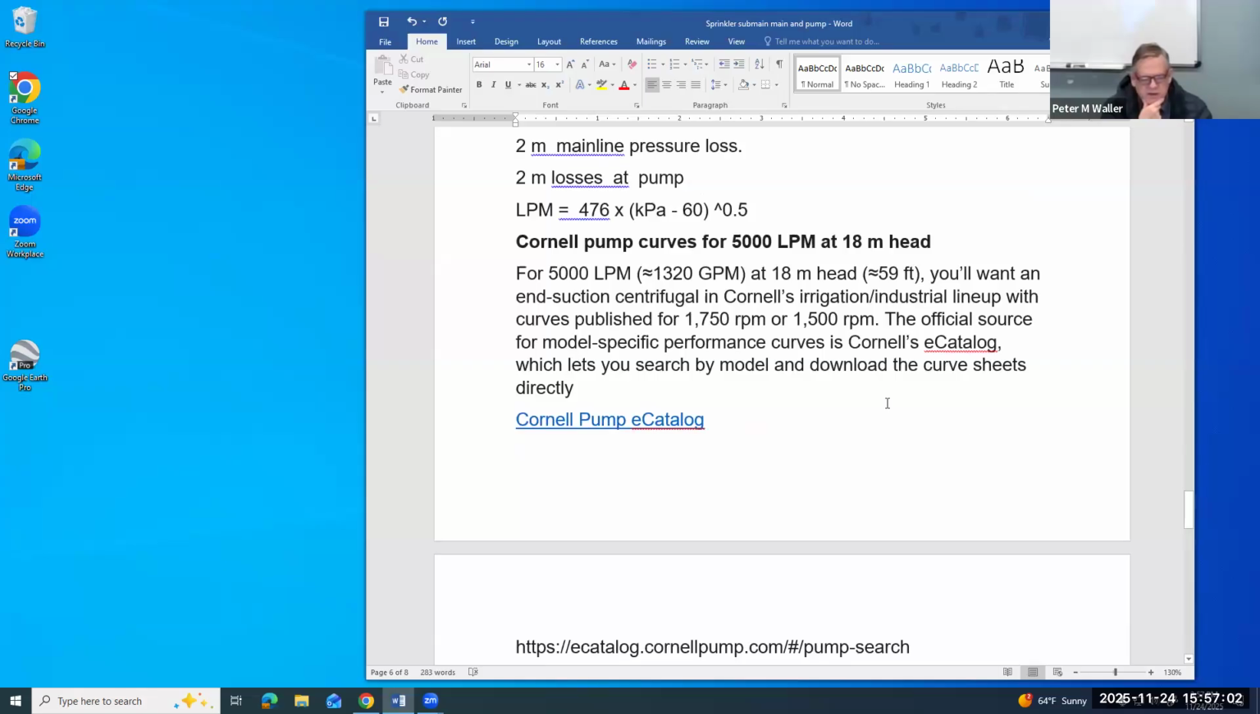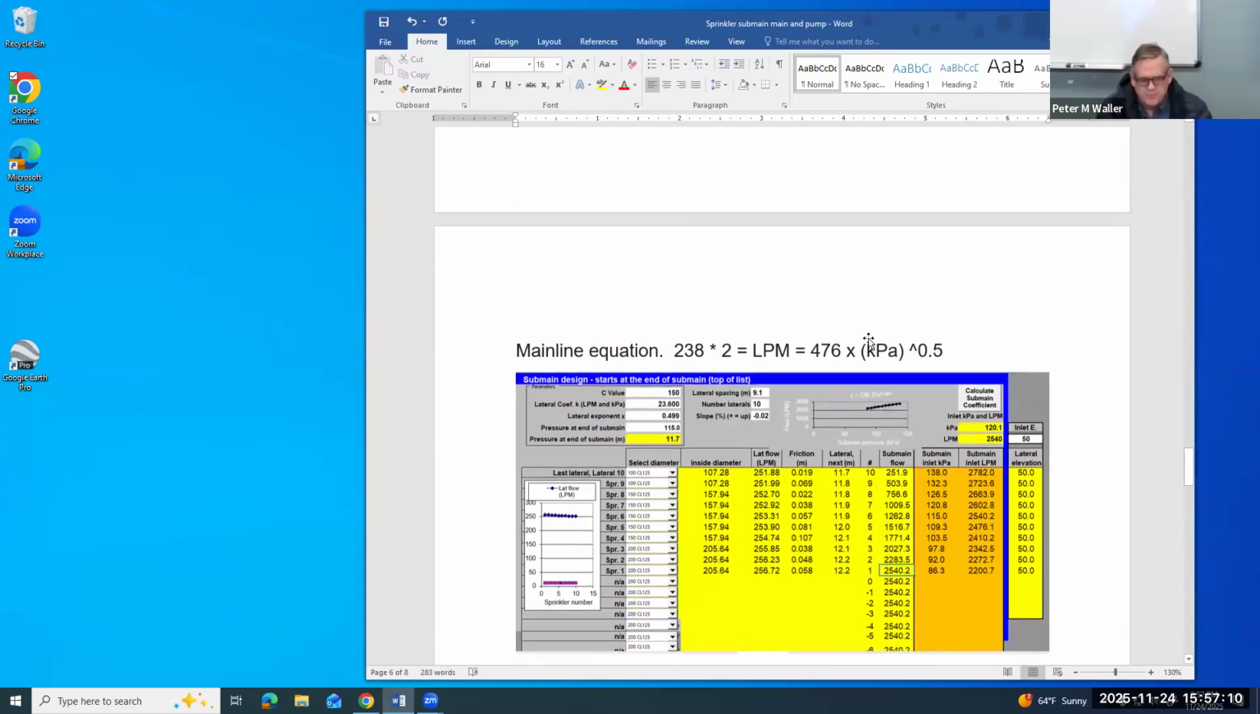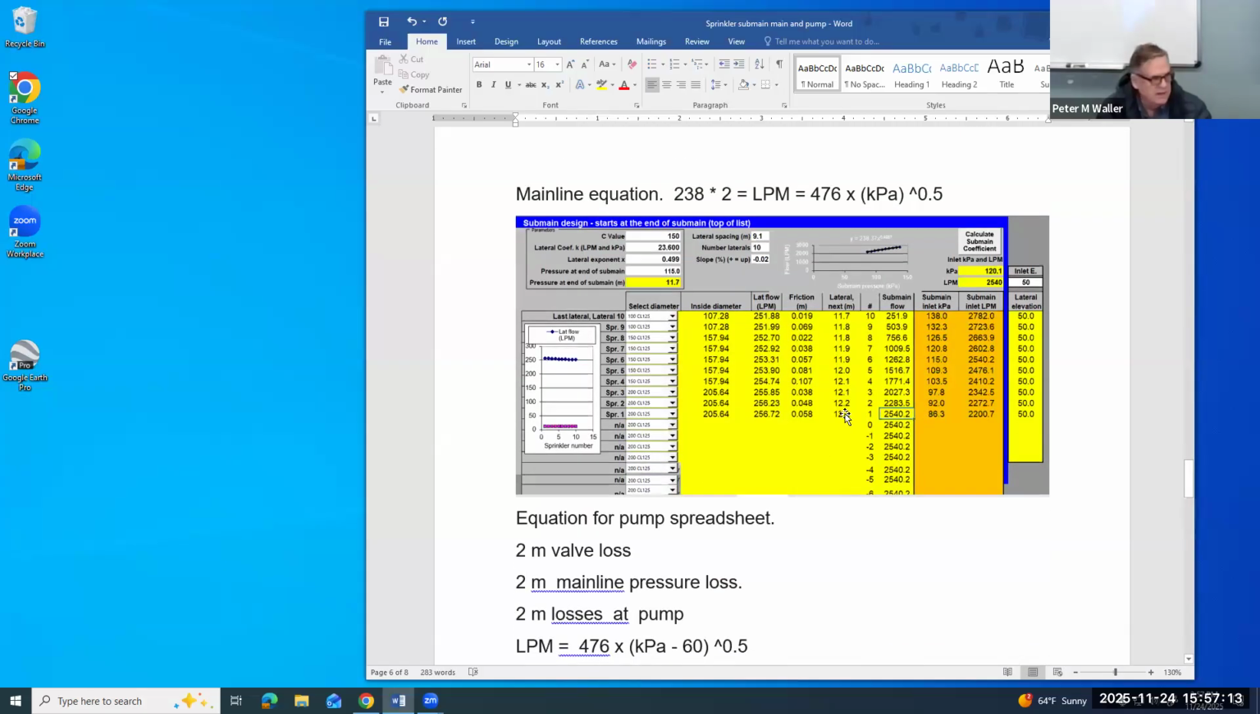Okay, so I thought what we could do now is look up the pump catalog. Wait, so why does it say 18 meters with that? Because I have 12 meters head here. Oh, that's the main line. At the main line. And then I have 2 meters mainline pressure loss, 2 meters loss in the valve. I'm just guessing. 2 meters loss at the pump. I also might have a filter on there, so this could bump up to like 5 meters. That's something for you to think about on your design.